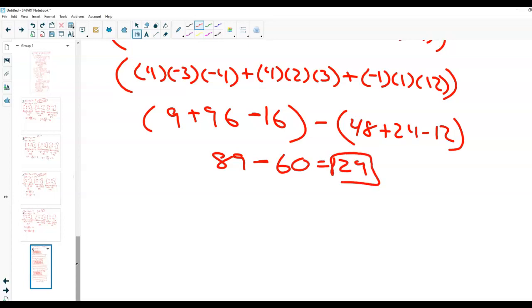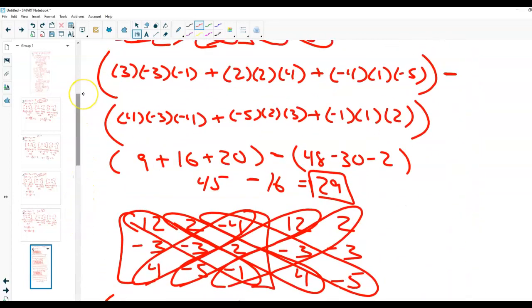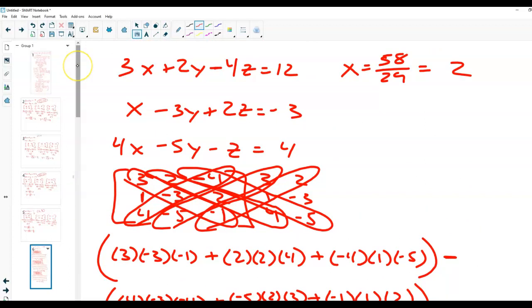So now my y answer, 29 over 29 equals 1. I'm going to make your life a little easier on the test to get z. Once you have your x and y, you can plug it in to get z.